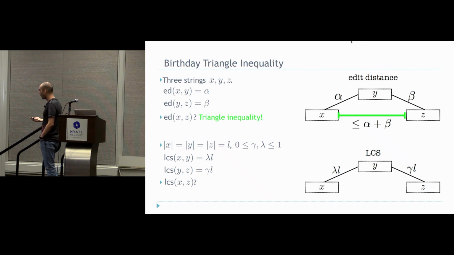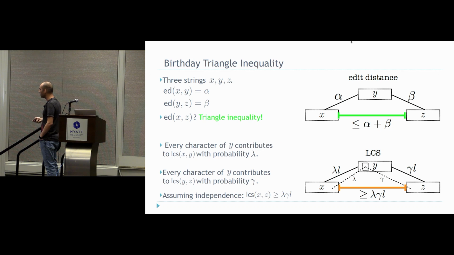The thought behind the inequality is the following. Suppose I randomly sample one element of the middle string. With probability lambda, it's going to contribute to the first LCS. With probability gamma, it's going to contribute to the second LCS. If the probabilities are independent, and this is not necessarily the case, then with probability lambda times gamma, it contributes to both of the LCSs. So in that case, you can imply that the LCS between x and z is lower bounded by lambda times gamma times L.